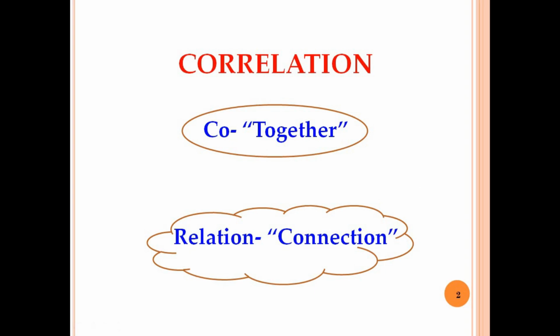Correlation. Simply it means, you see here I am writing co, that means together, and relation means connection. So we can say co, together, relation, connection. This is correlation.